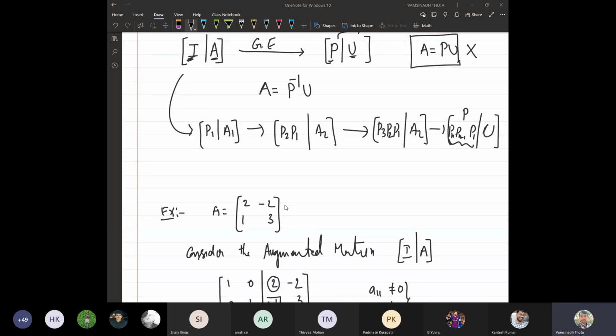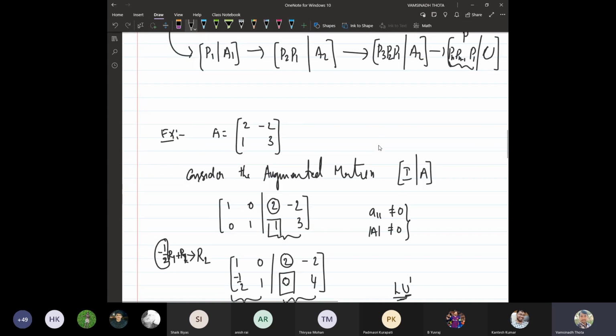There is another technique on the same lines, which we will see in tomorrow's session. Not only that, we will also see the sufficient conditions one can check to know whether the decomposition is possible or not for a given matrix.